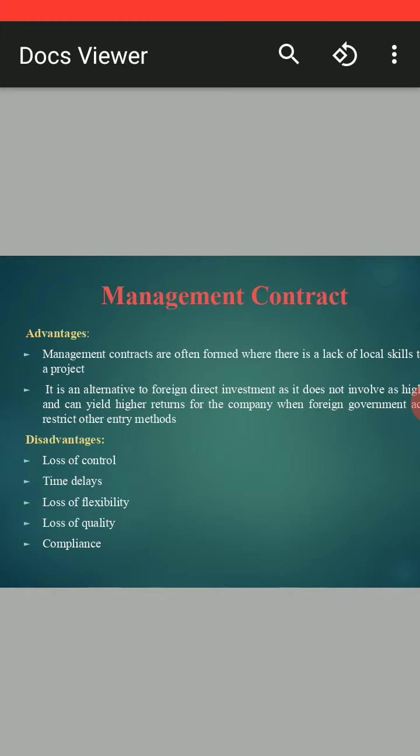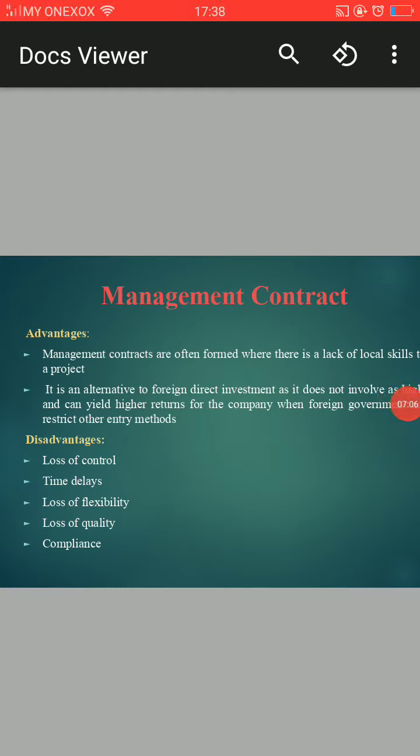Among the other advantages is saving cost. For example, for the accounting function, they can hire a management company to handle it, and then they can pay based on the service provided by the third party company.